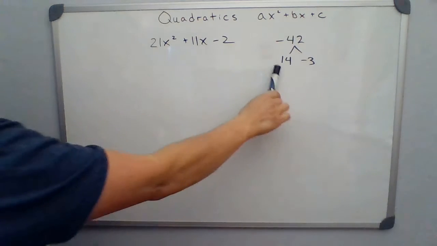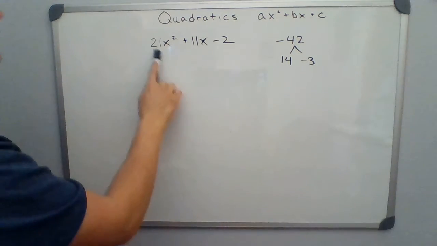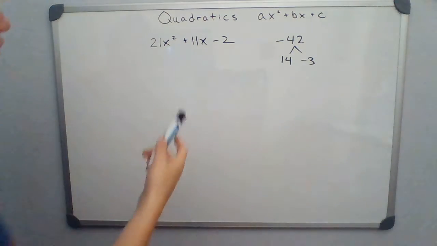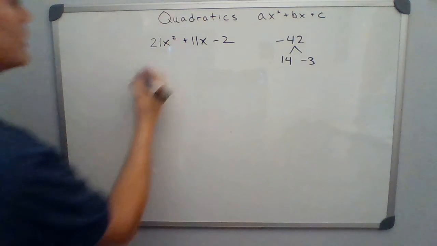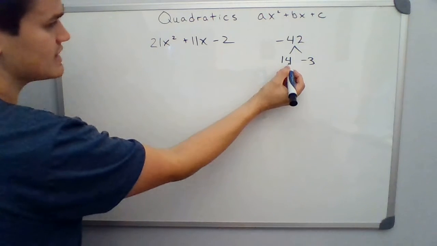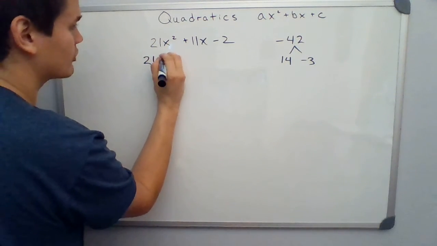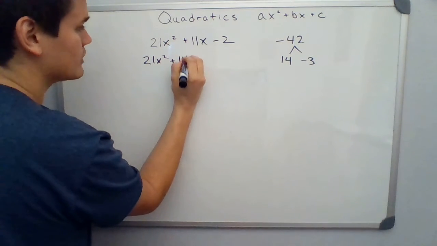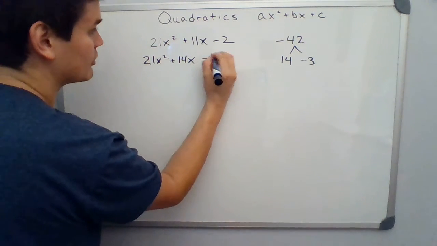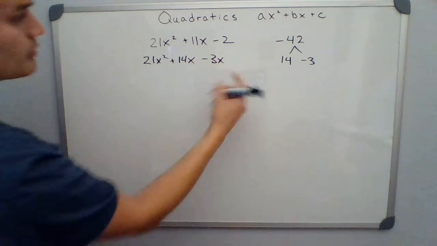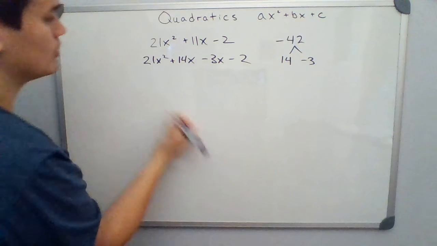And so then I want to put these in the right order so that 21 to one of those numbers is the same as the other number to 2, the ratio rather. So I know 21 to 14 is the same as 3 to 2, so I'll go ahead and put the 14 first. So 21x squared plus 14x minus 3x. So that 11x is just being represented now as 14x minus 3x, minus 2.